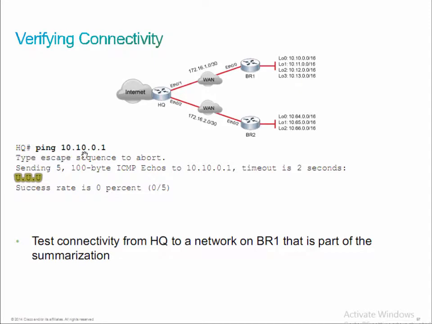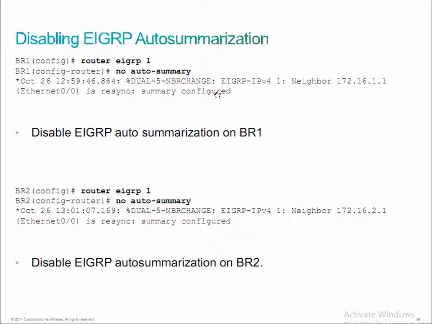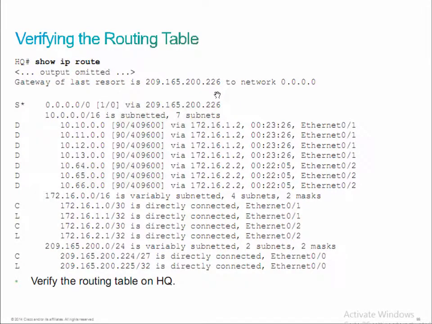And we had to disable CEF for this to happen, but we get a timeout. Actually, in this case, CEF is not disabled. We just happened to pick, when we pinged 10.10.0.1, CEF had already decided that it was supposed to go over a different link. So we take out that no auto summary. All of our routes show up again.